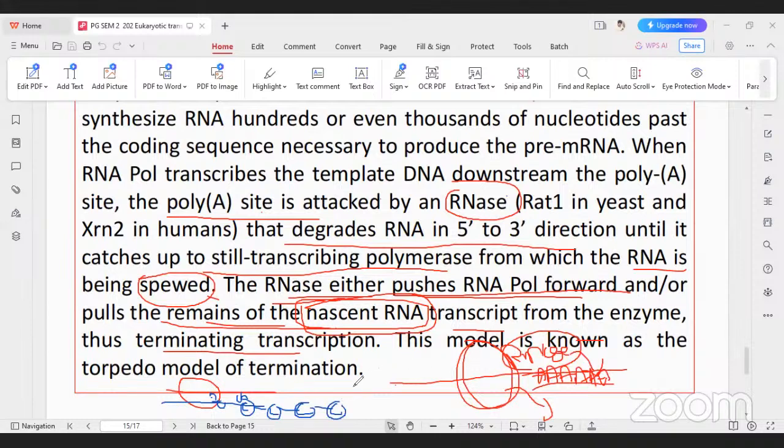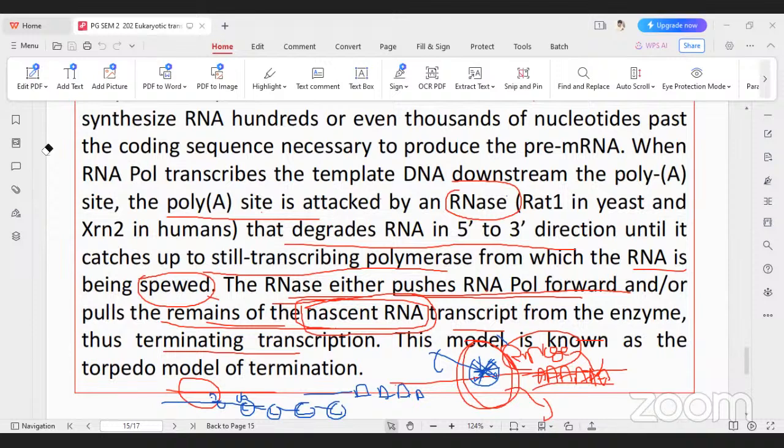But when RNase attacks the polyadenine tail, where the polyadenine tail is present, automatically the RNA is attacked. After the RNA is attacked, automatically the RNA polymerase enzyme separates and is emitted out. Without RNA polymerase, there is no transcription. That's why it is terminated. So remember, in this process it is terminated by RNase. Right? Let's see another process.